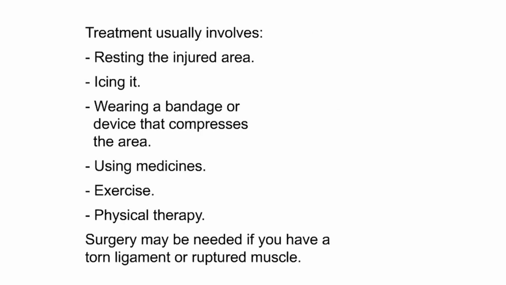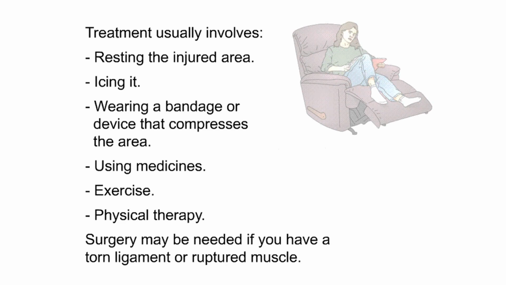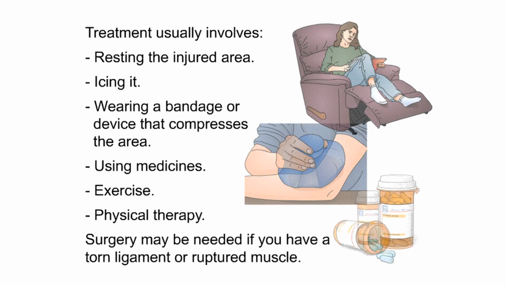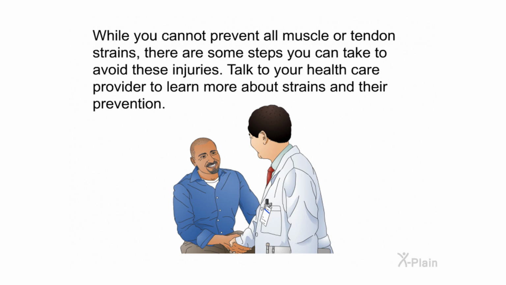Treatment usually involves resting the injured area, icing it, wearing a bandage or device that compresses the area, using medicines, exercise, physical therapy. Surgery may be needed if you have a torn ligament or ruptured muscle. While you cannot prevent all muscle or tendon strains, there are some steps you can take to avoid these injuries. Talk to your healthcare provider to learn more about strains and their prevention.